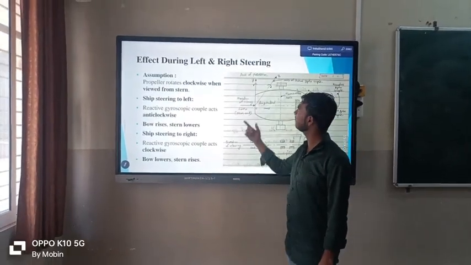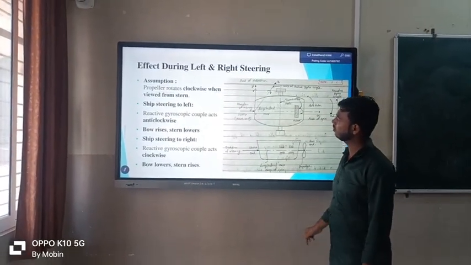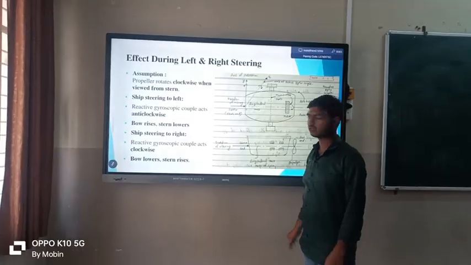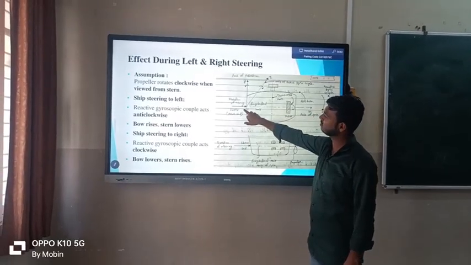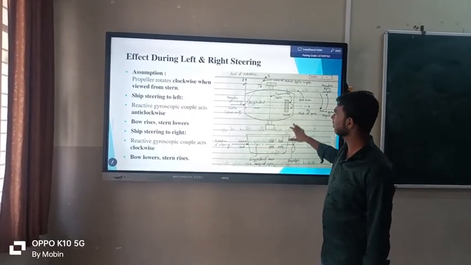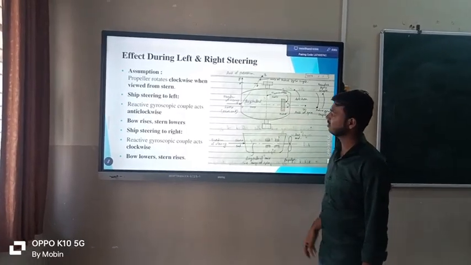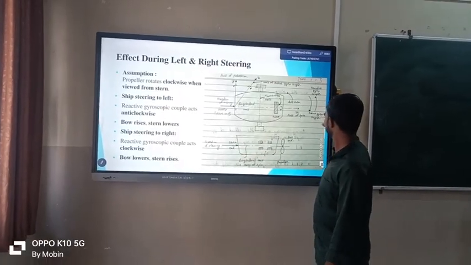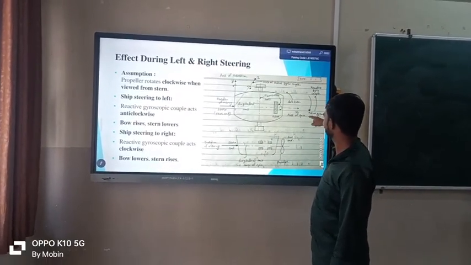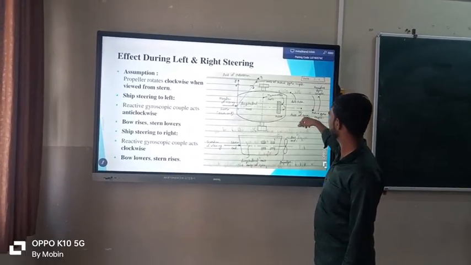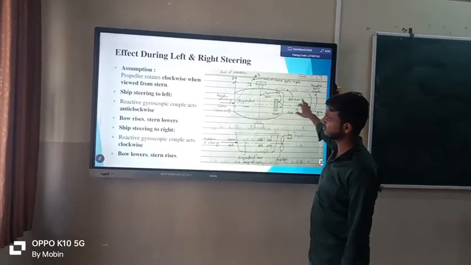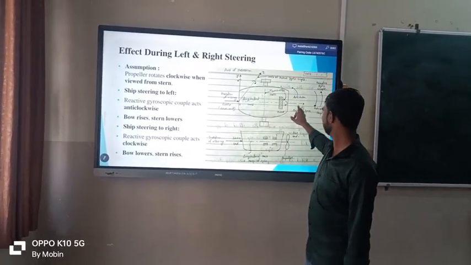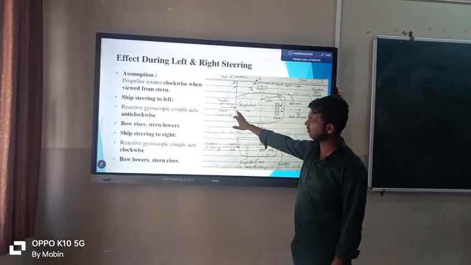The effect during left and right steering: assume the propeller is rotating in the clockwise direction when viewed from the stern end. When the ship is steering to the left, the active gyroscopic couple acts clockwise and the reactive gyroscopic couple acts anti-clockwise. So the bow side will rise and the stern side will lower.